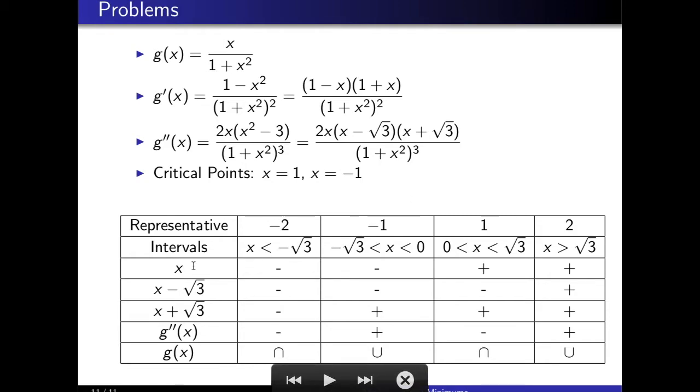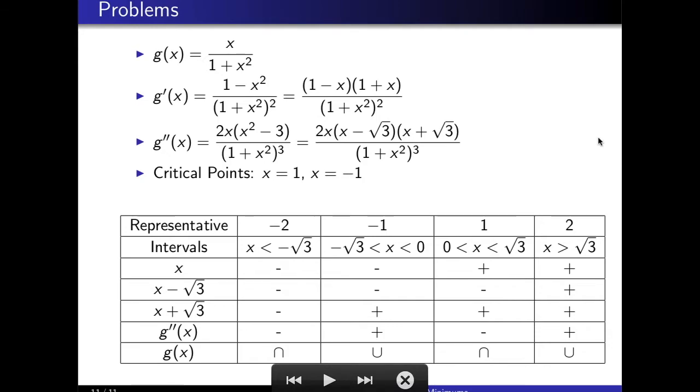And the factors that we have here that can change sign on us are x minus square root of 3, and x plus square root of 3. Again, this denominator will always be positive because we have 1 plus something that's always at least 0. So because it's always positive, we don't need to worry about it. You could include it if you want, but it would just always be positive.